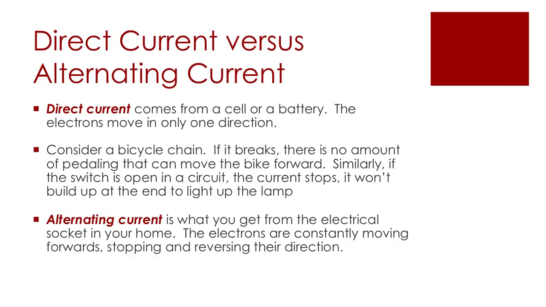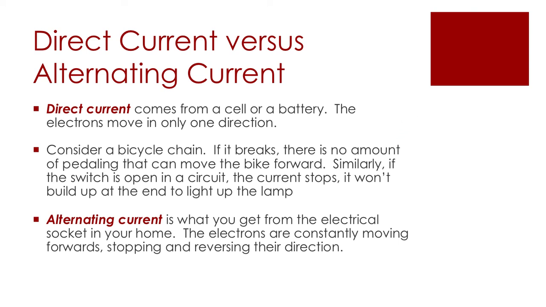Okay, and finally, let me remind you what the difference is between direct current and alternating current. In direct current, the electrons travel along the same path and go in the same direction all the way along. That's like that bicycle chain I was talking about earlier.